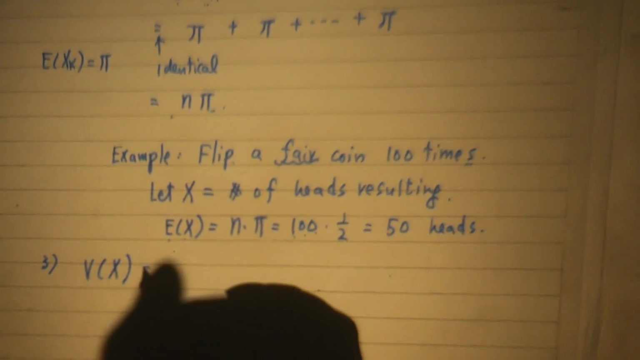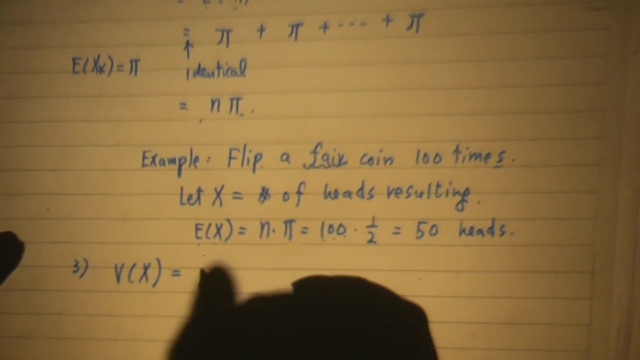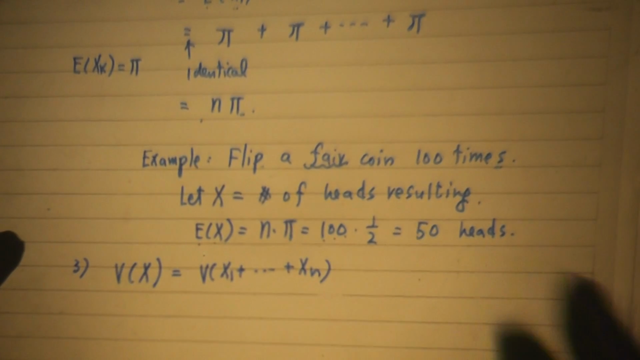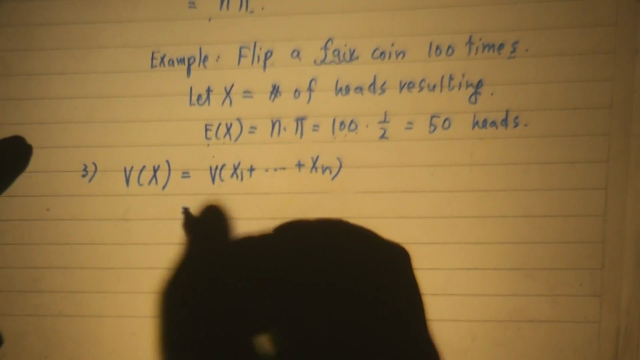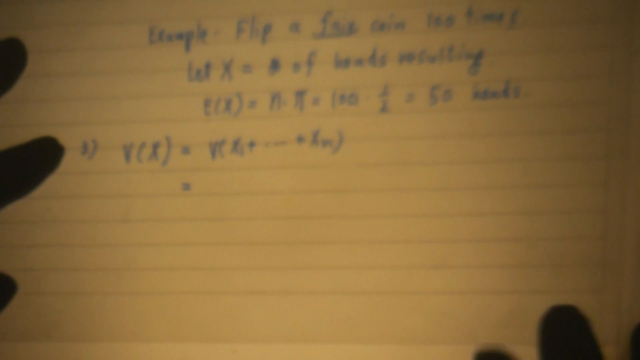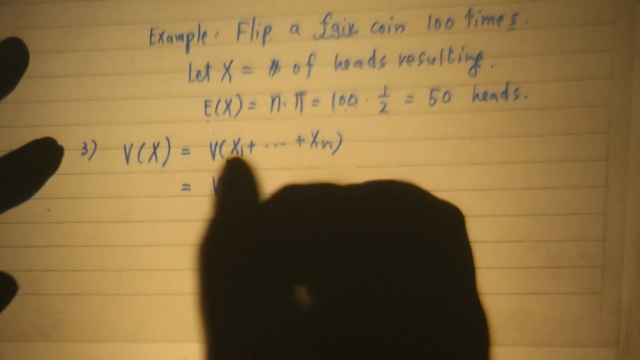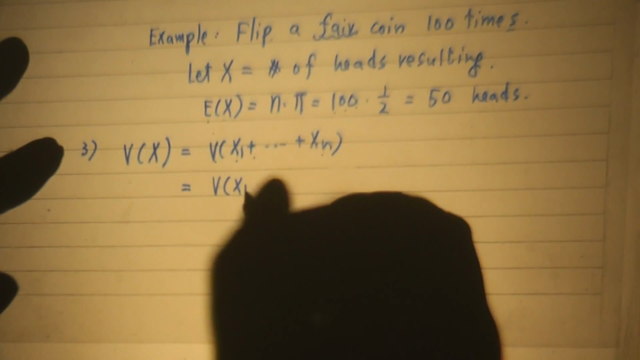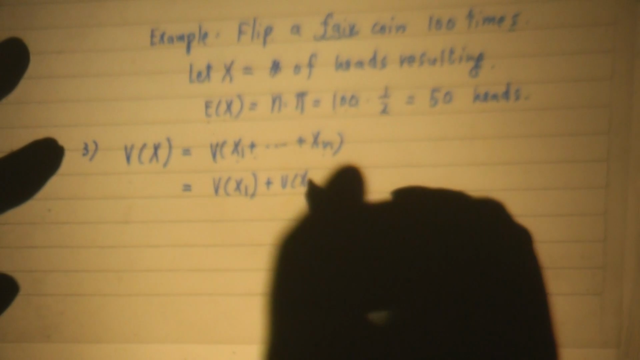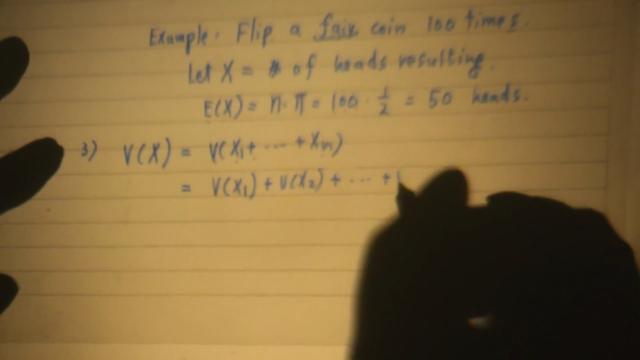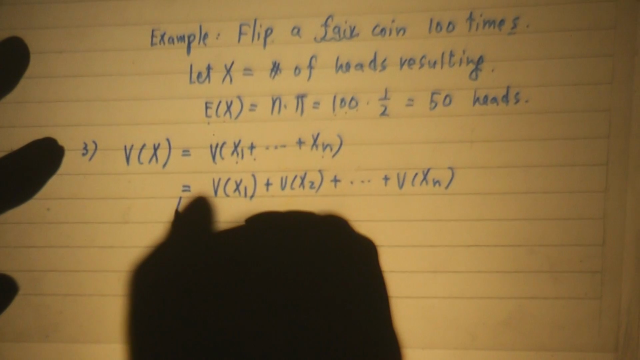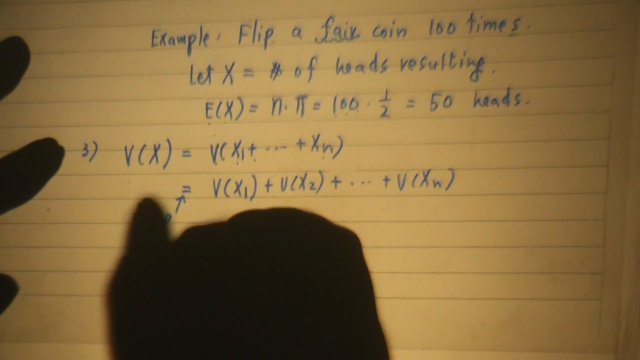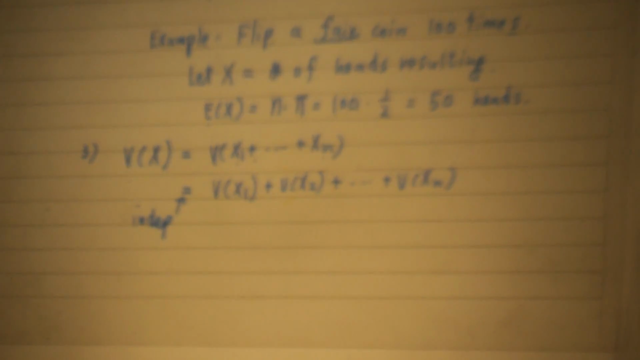Now next one, we talk about the variance of x. Variance of a binomial random variable. Let's try again. It's the variance of what? x1 plus all the way up to xn. Okay? Now, next one we can apply what? The property of variance. That is, variance of x1 plus x2 plus all the way up to xn is variance x1 plus variance x2 plus all the way up to variance xn. However, there is a condition that needs to be satisfied, and that is independence. Okay?